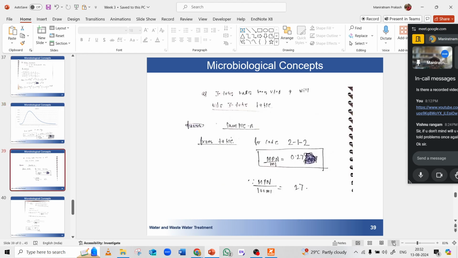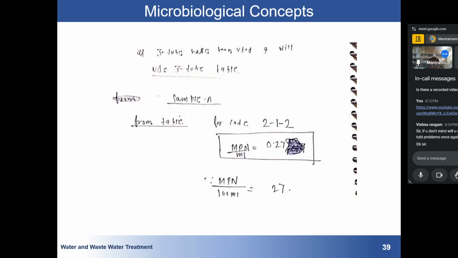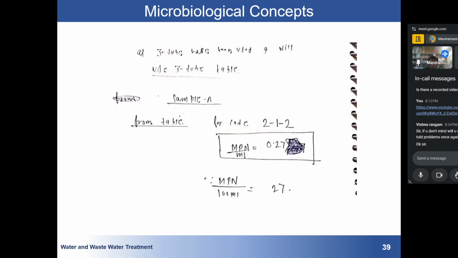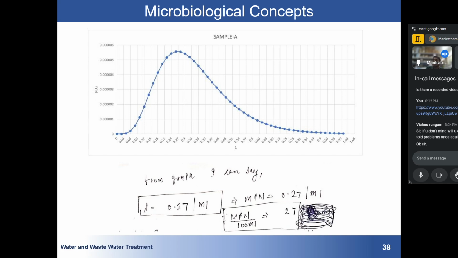So you can just use either this table or the Thomas formula. There is some calculation mistake here, it should not be 249, it will be around 27 only. So I will recheck why this is wrong. I hope you have got what I was saying.